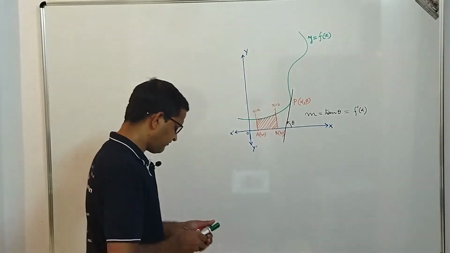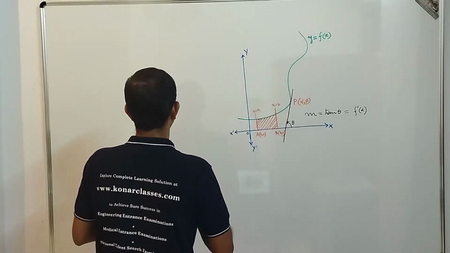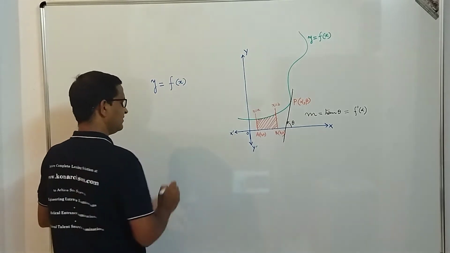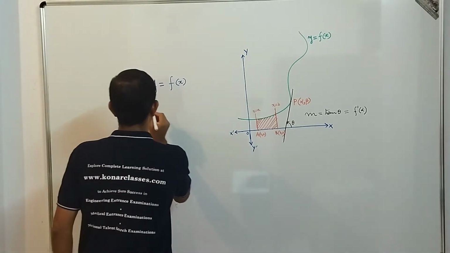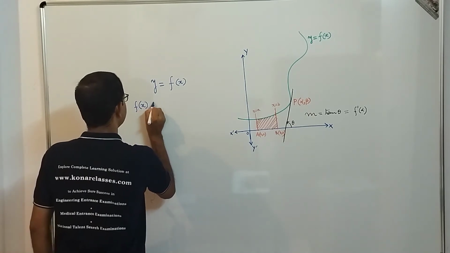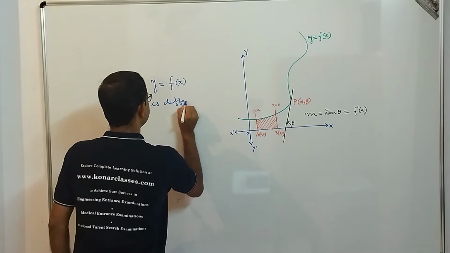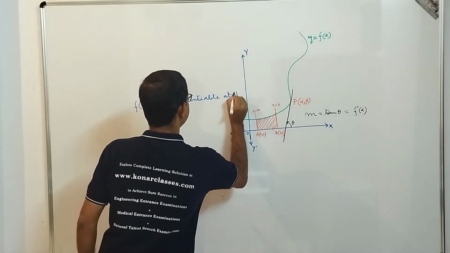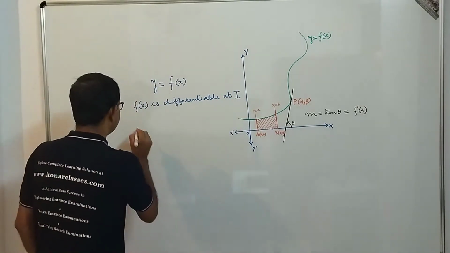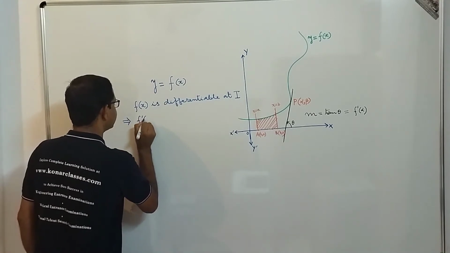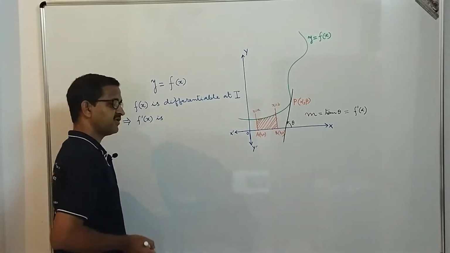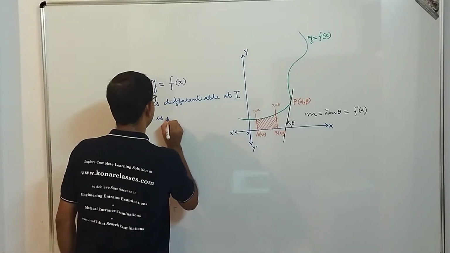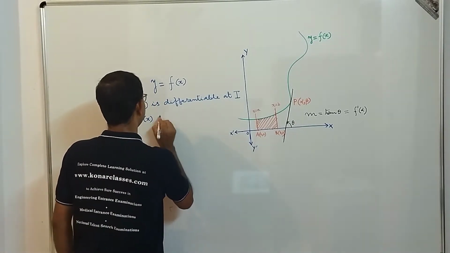Think about a function y equal to f(x), and that function is differentiable on a particular interval I. So we can write that f(x) is differentiable on the interval I. That literally means that f dash x, meaning d/dx of f(x), that is, the differentiation of f(x) with respect to x, exists.